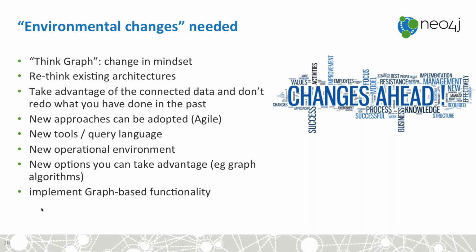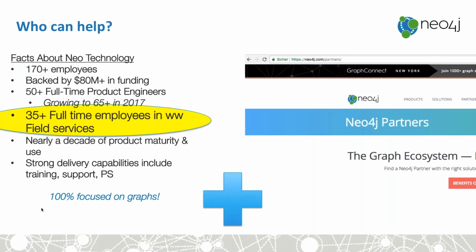It might be the right time to rethink existing architectures and take advantage of the connected data. Just continuing the approach followed before with no changes is most likely not leading to success, as you naturally want to evolve your business and adopt new approaches such as agile development. The new tools and query languages need to be understood fully so that you get the best out of them. As a result, you will get a new operational environment with new options you can take advantage of, such as the graph algorithms, which help you to do meaningful analysis on your data, or you can implement graph-based functionality.